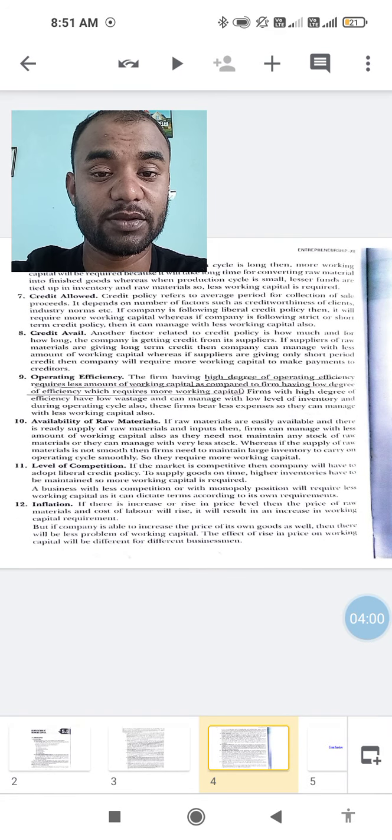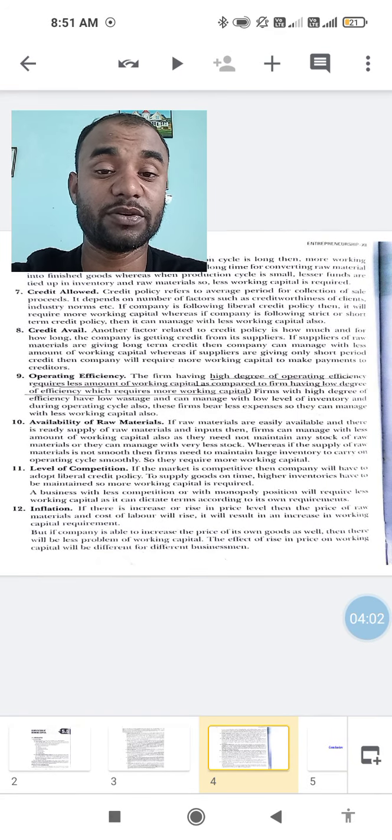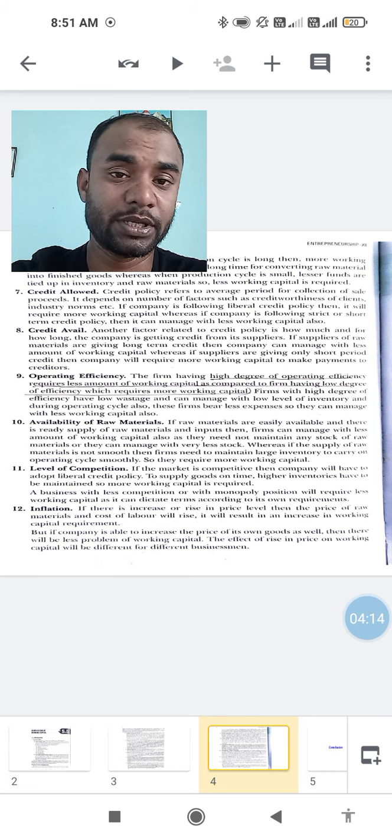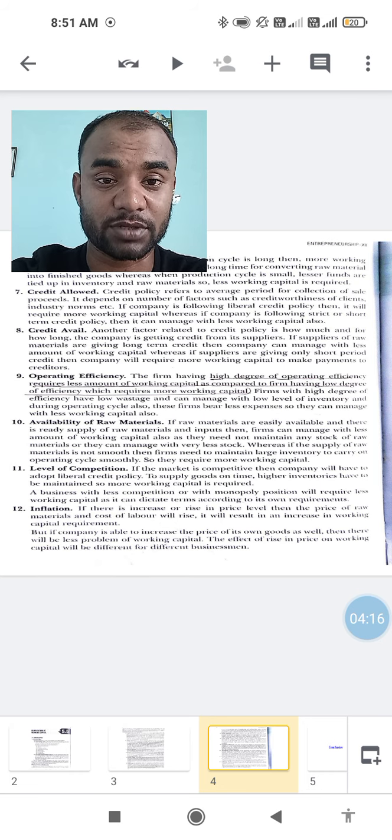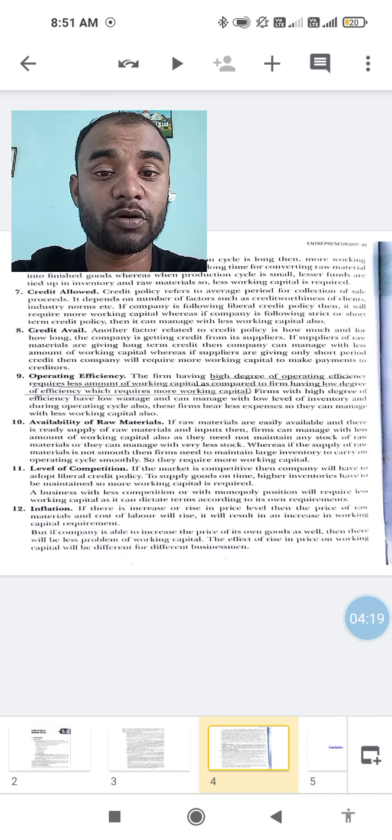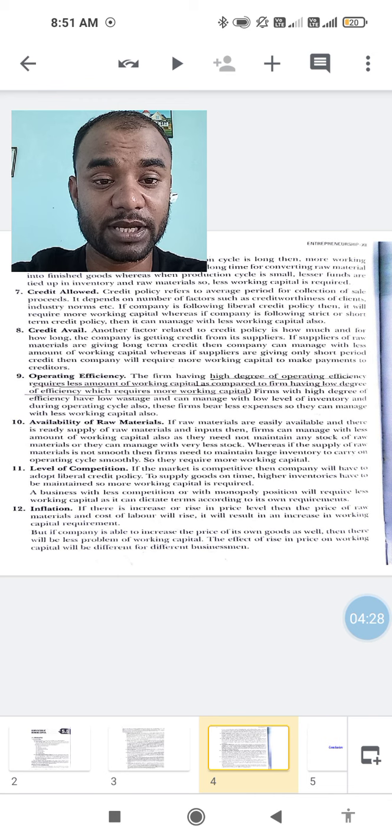The credit allowed: how much credit you give to your borrowers, the debtors. Then credit availed: another factor related to credit policies, how much and how long the company gets credit from its suppliers. Many people supply goods to our enterprise, but how long they supply also matters in terms of working capital. Operating efficiency: a high degree of operating efficiency requires less working capital as compared to a firm having a low degree of efficiency, which requires more working capital.